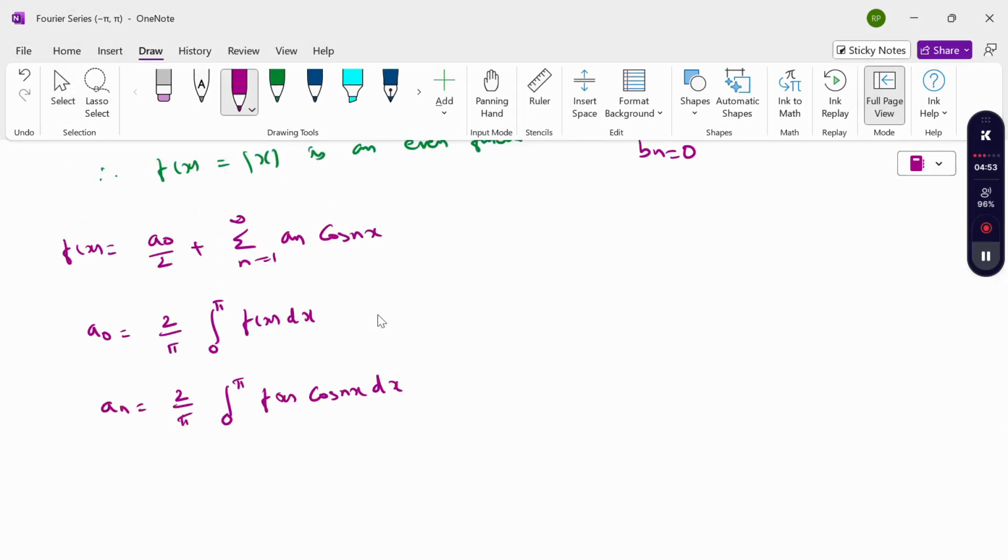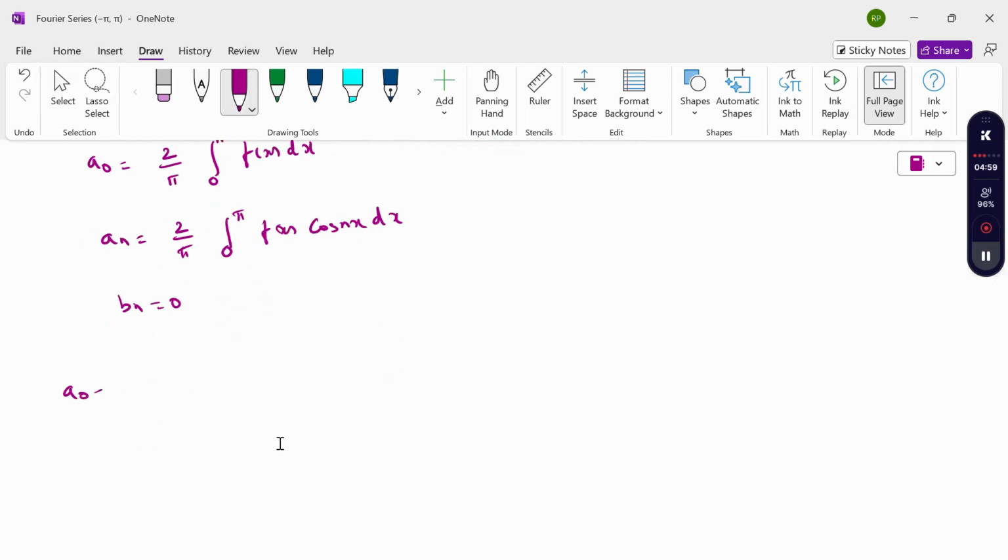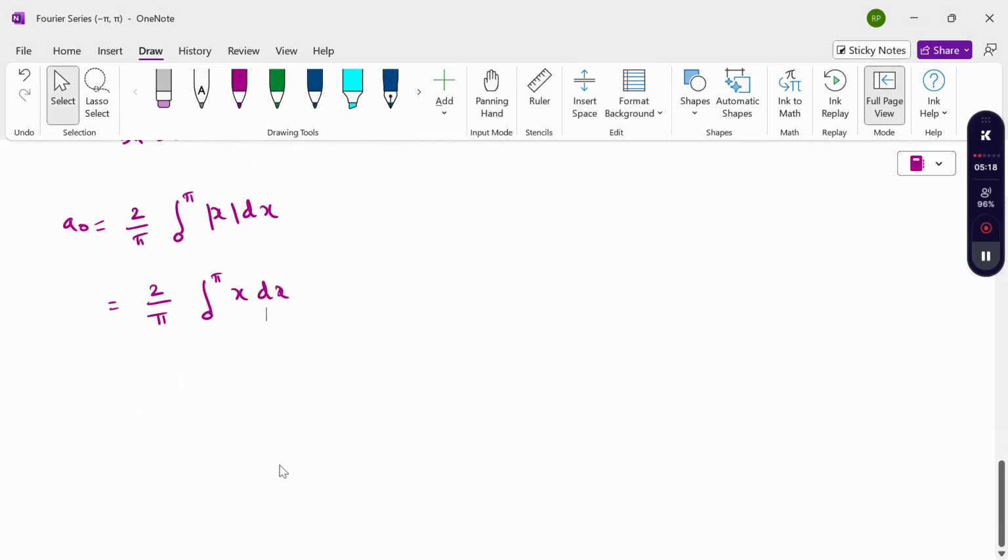Now to find a naught and a n, b n is 0 because it is an even function. Now a naught equals 2 by pi integral 0 to pi of f of x, which is x, dx, because on the positive side modulus of x is positive x. So 2 by pi integral 0 to pi x dx, positive side, positive x.